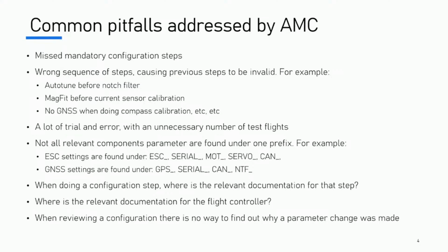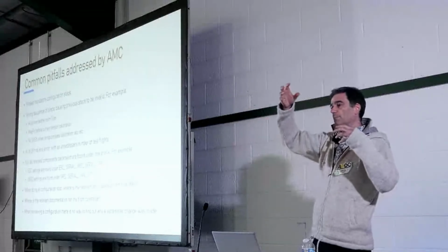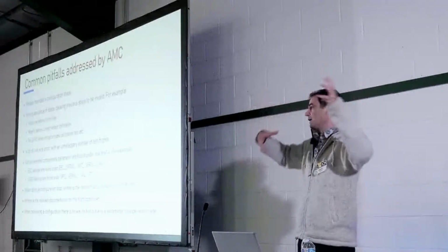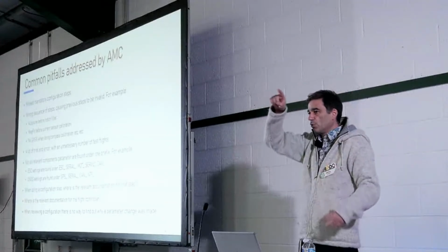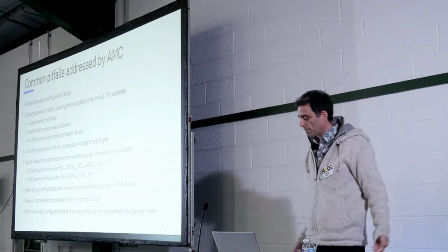Then we have weird stuff that's been historically there. If you're trying to configure an ESC, well, there are parameters to configure the ESC under the prefix ESC, under the prefix SERIAL, some of them are under the prefix MOT, some of them are under the prefix SERVO, and others under the prefix CAN. So you're trying to configure an ESC, but you have to look at all these other prefixes. A parameter name tree is not going to get you there, because you look at all the parameters starting with something, but you have to change parameters all over the place.